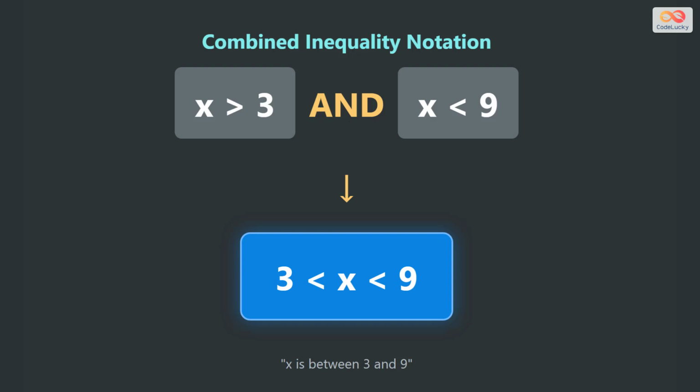In math, we often write this in a compact form. Instead of writing x is greater than 3 and x is less than 9 separately, we combine them. We put x in the middle. This reads as x is between 3 and 9.